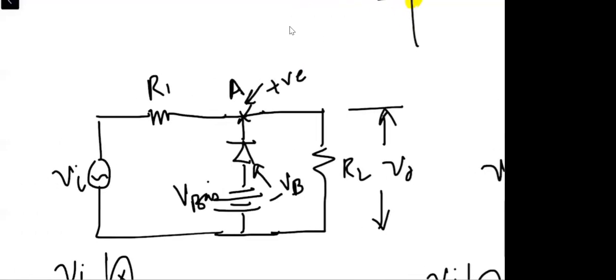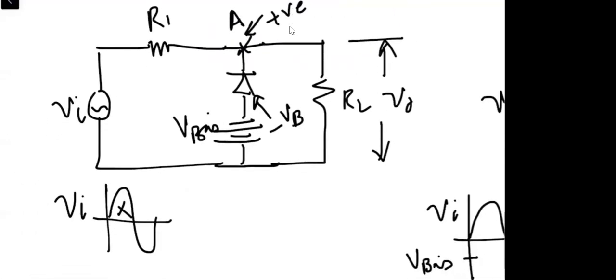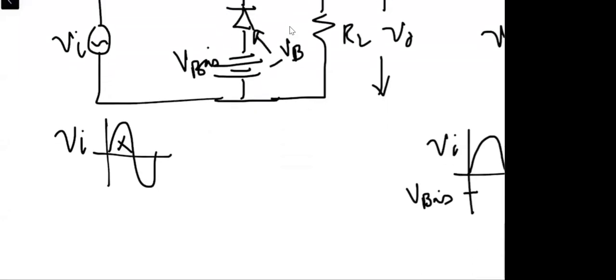If in this circuit, in the same circuit, we change the direction of the V bias, what will happen? Let's see.